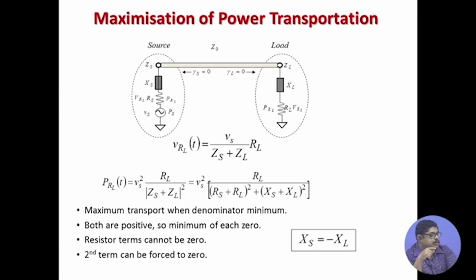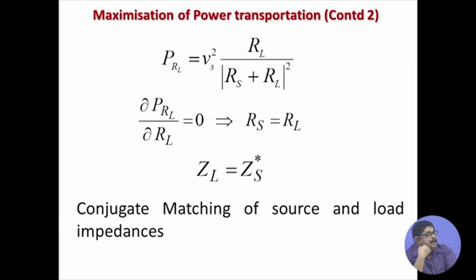So, this we can enforce, the second term can be forced to 0, that means we can force XS equal to minus XL, source reactance equal to the negative of load reactance, and that will make it minimum. Under that criterion we can see whether PRL is the maximum or minimum. For that we can differentiate with respect to RL, and that gives the condition that RS, the source resistance, should be equal to RL. So, source resistance is equal to RL, source reactance is the negative of the load reactance. That means the source impedance is the complex conjugate of the load impedance. This, you know, is called conjugate matching of source and load.